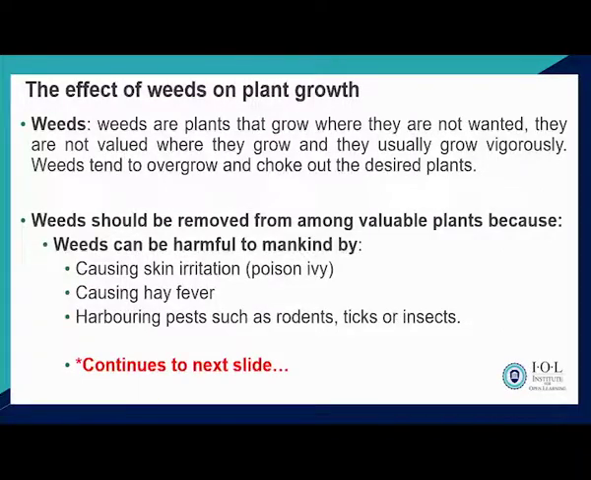They tend to overgrow and choke out the desired plants, because they have to compete with your desired plants for water, for light, and nutrients. So we should remove weeds from among valuable plants, because they can be harmful to mankind by causing skin irritations, such as those caused by weeds like poison ivy. They can cause hay fever. They can also harbor pests such as rodents, ticks, and insects. This discussion on why we should remove weeds from among valuable plants continues to the next slide.